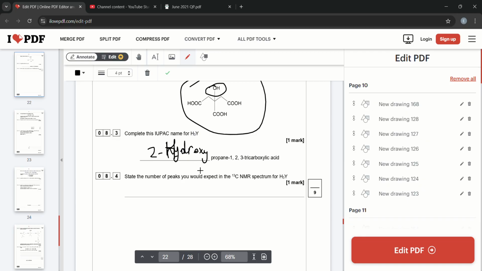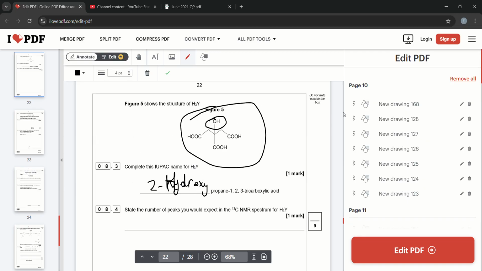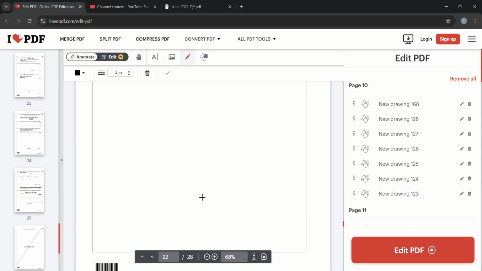It says state the number of peaks you would expect in the 13C NMR spectrum for H3Y. So if we look here, we've got 1, 1, 1, 2, 2, 2, we've got 3 here, and we've also got 4. So therefore it's going to be 4 different environments. So 4 is the number of peaks you would expect in the 13C NMR spectrum for H3Y. And that is the end of question 8.